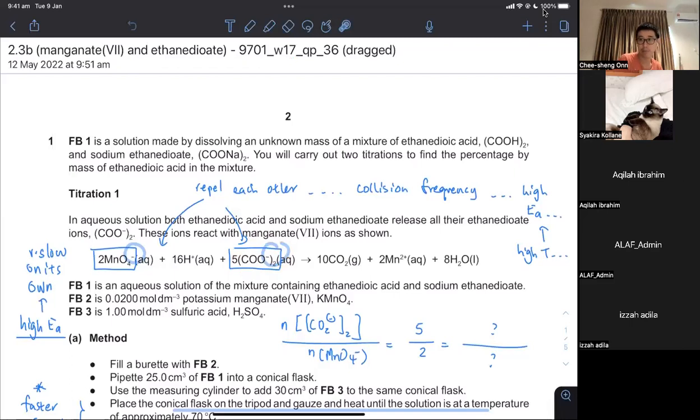Easy to say on paper, but when your conical flask is hot, don't hold it with your free hand. Grab a piece of tissue paper, which you'll be given, and then just swirl it around by holding onto the tissue paper.